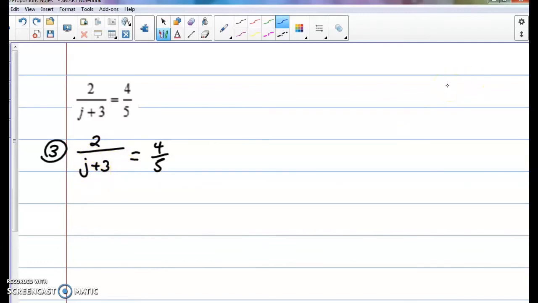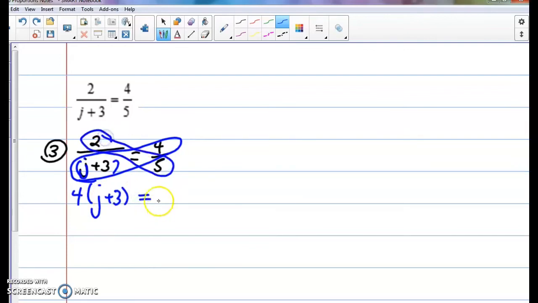We're still going to cross multiply, but this time when I keep my variable first, my j plus 3 times 4, I'm going to have to keep my j plus 3 in parentheses to keep it all together. So it's going to be 4 times j plus 3 equals, now we can do this in our head, 2 times 5 gives us 10. And now it's a multi-step equation, so I'm going to distribute. My 4 times j is 4j. 4 times 3 is 12 equals 10.